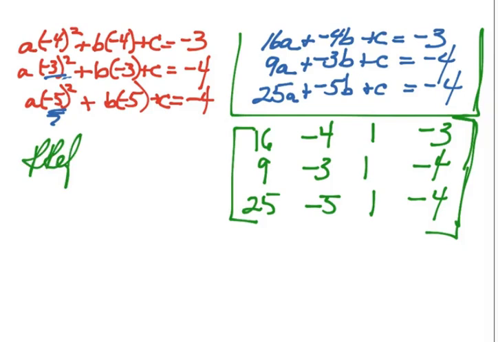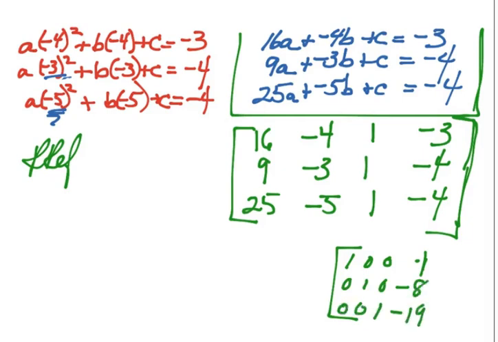Now the answer we get looks like this. 1, 0, 0, negative 1. 0, 1, 0, negative 8. 0, 0, 1, negative 19. So number 1, make sure you can get that far with your calculator. Now let's decide what in the heck that means.